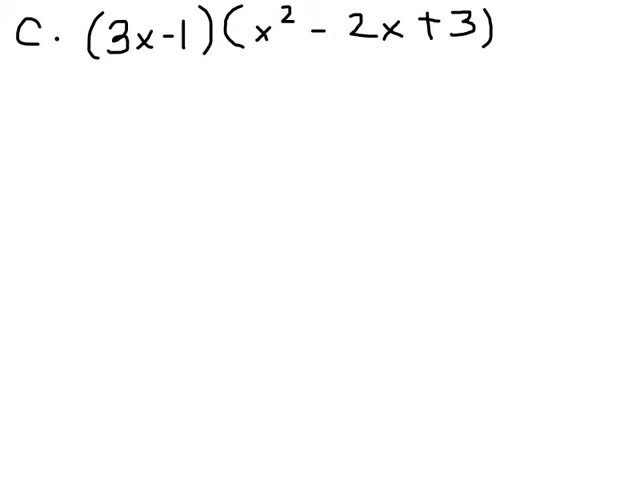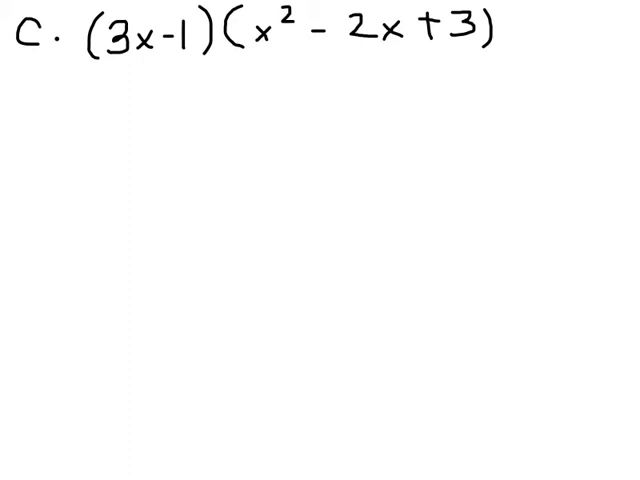and 3x times 3 is 9x, and then negative 1 times x squared is negative 1x squared. Negative 1 times negative 2x is positive 2x. And negative 1 times 3 is negative 3.